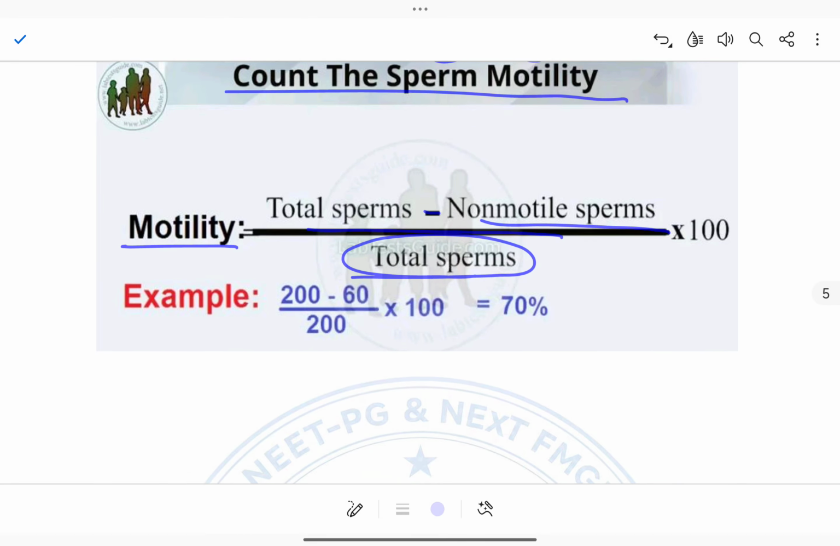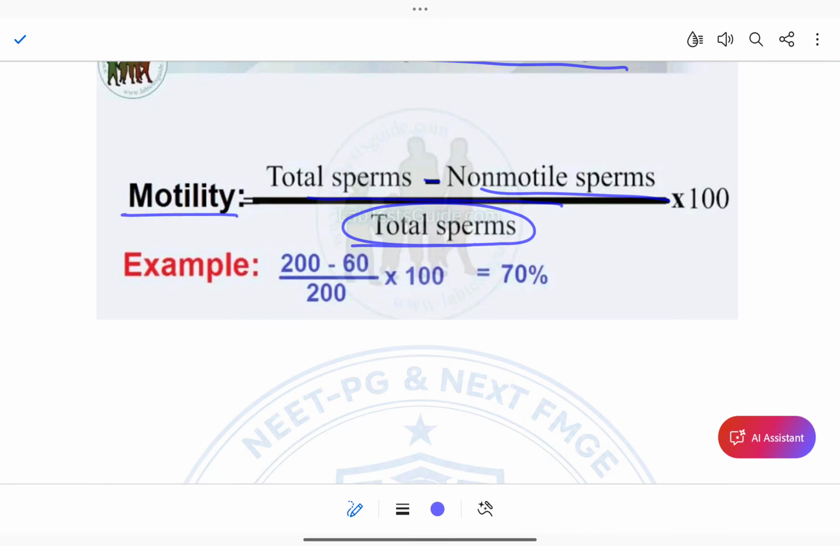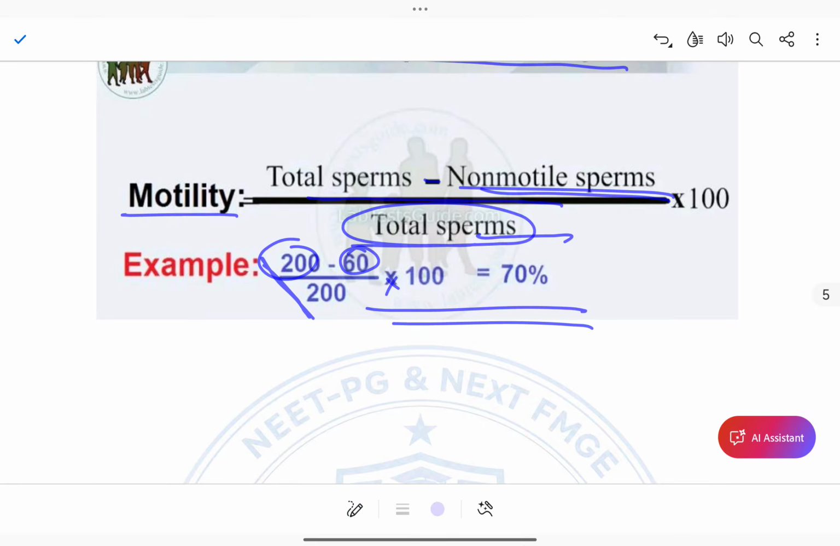Okay. So suppose the total sperm is 200 and the non-motile sperm is 60, and again the total sperms is 200 into 100. So the motility of the sperm is 70%.